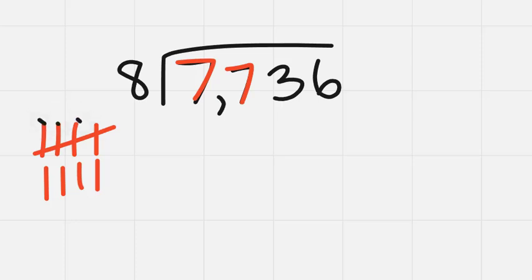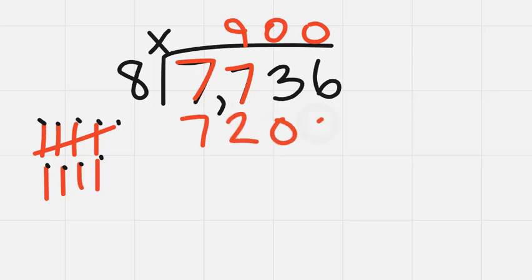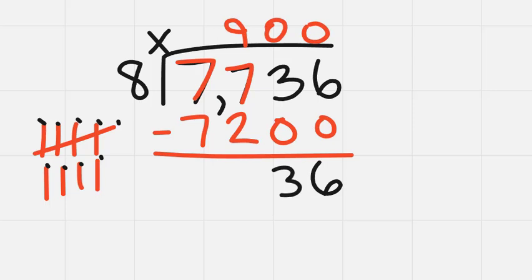That's 1, 2, 3, 4, 5, 6, 7, 8, 9. We'll put a 9 up top, along with 2 zeros as placeholders. And now we'll multiply. 8 times 9 is 72. Then we add the 2 zeros. Then we subtract. 6 minus 0 is 6. 3 minus 0 is 3. 7 minus 2, 7, 6, 5. And then 7 minus 7 is nothing, so we don't have to worry about it.